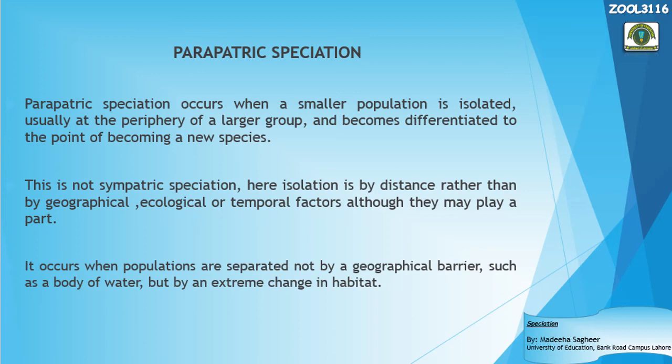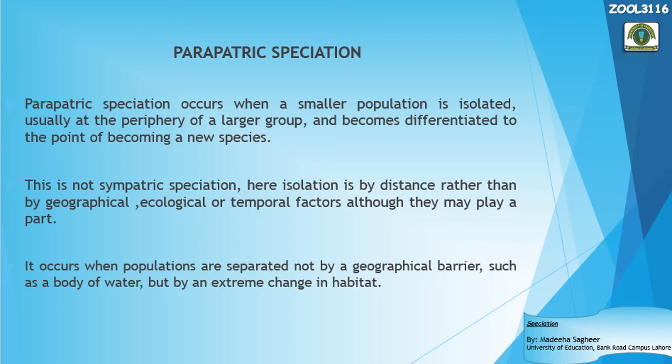Well, this is not sympatric speciation. What happens there? Same place. The species is present at the same geographical place, but they divide into two different species because of different ecological factors, like different hosts, as we gave the example of the maggot flies. So in the case of parapatric speciation, isolation is by distance rather than by geographical, ecological or temporal factors, although they may play a part.